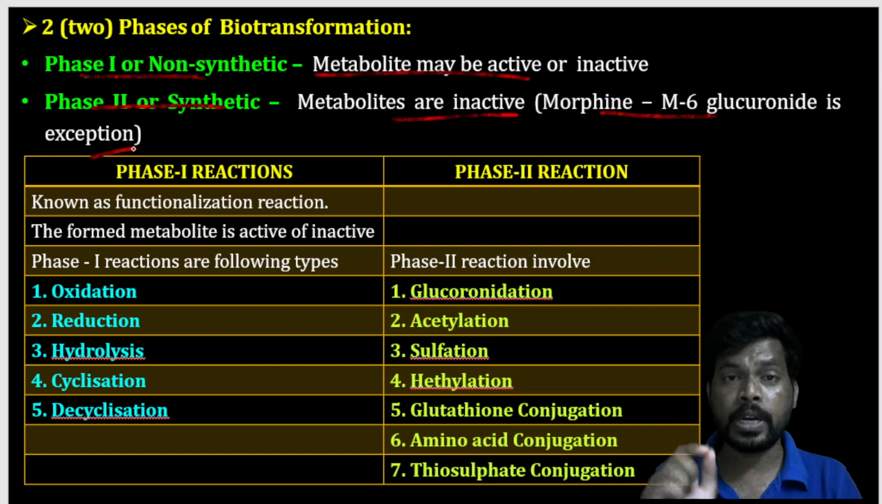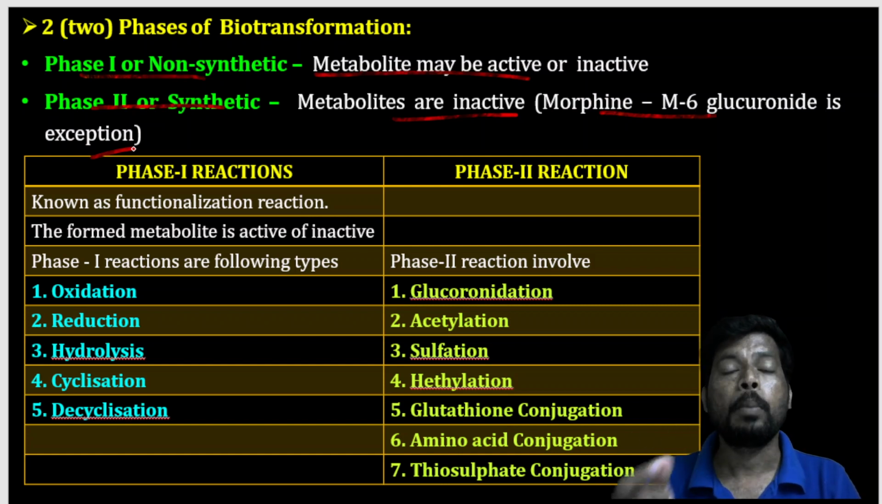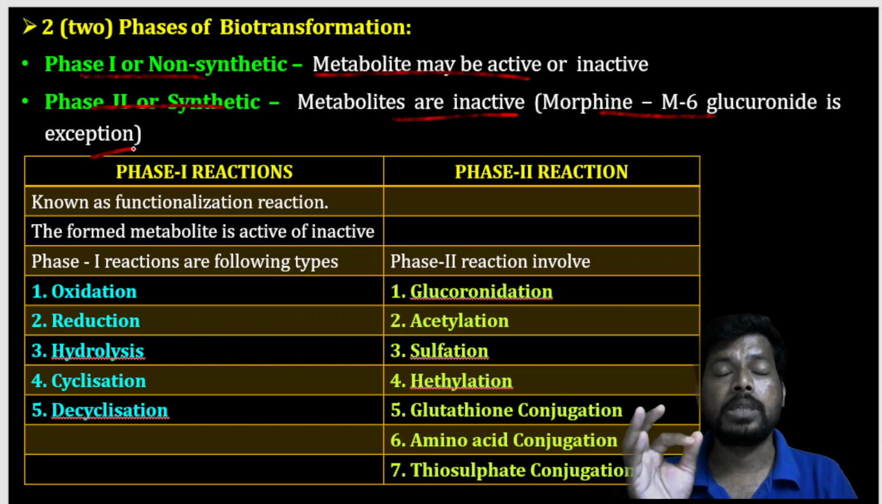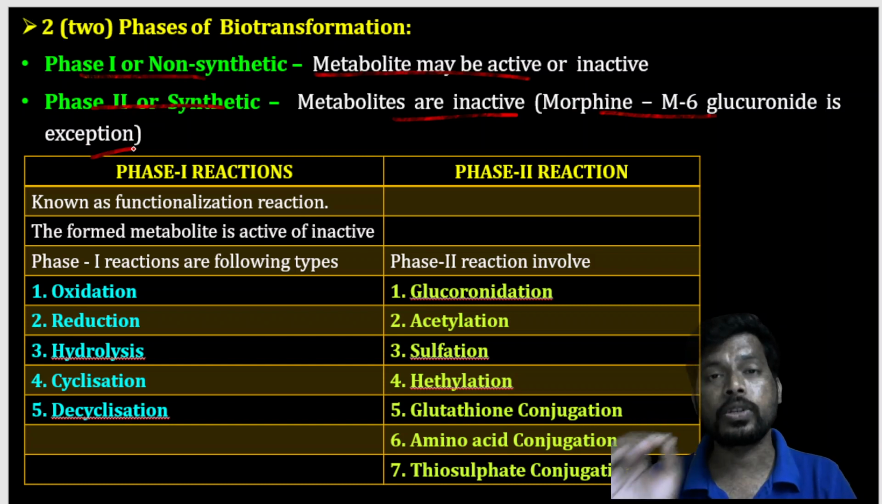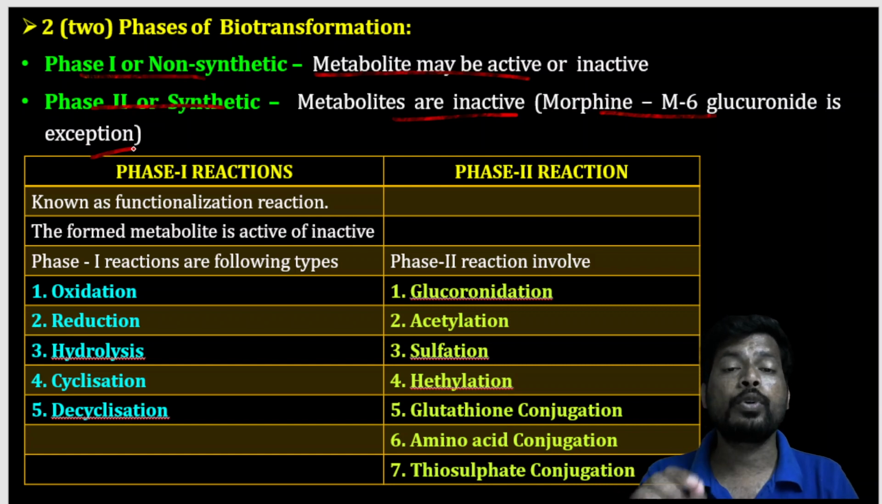So if a drug molecule completes phase 1, the drug may be active or inactive. But once the drug molecule has completed phase 2 drug metabolism, the drug is 100% inactive. Some exceptions are minoxidil to minoxidil sulfate and morphine to morphine 6-glucuronide.